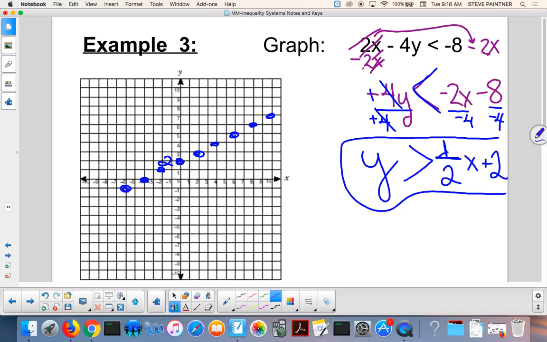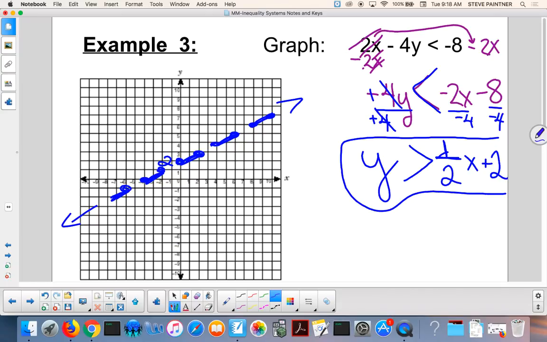Here's my question. Is it solid or is it broken? Broken. Dotted. Why is it broken? It's not equal to. There is no equal sign up there, guys. Without an equal sign, you're going to go broken line. Okay, broken, broken, broken, and broken. Okay, so you got that part done. Now the biggest part is, where are the solutions?